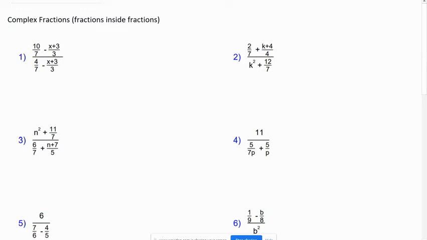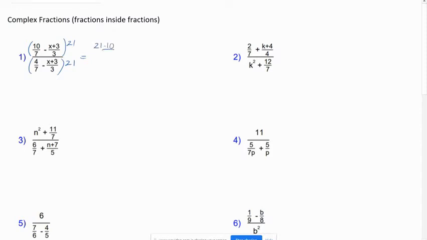So the basic strategy for simplifying complex fractions is to just multiply the numerator and denominator by the common denominator of all the denominators that you see. So for example, in problem 1, the denominators I see are 7, 3, 7, and 3. What's the common denominator for the numbers 7 and 3? That would be 21. So if I multiply the top by 21 and the bottom by 21, this is what happens.